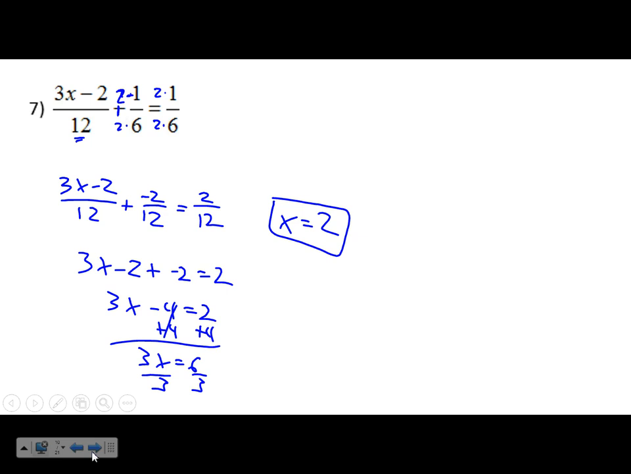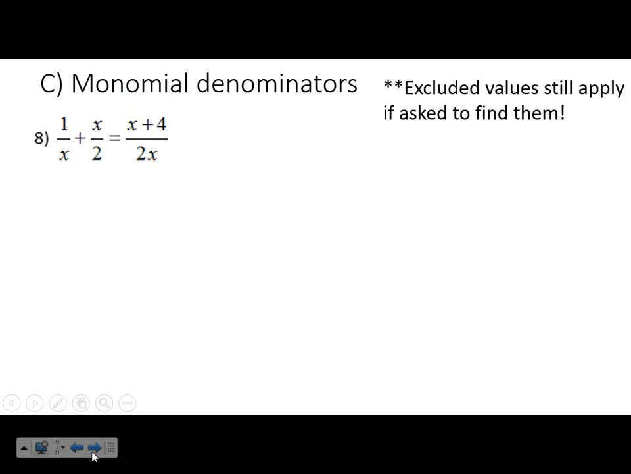So hopefully that's what you're getting for those two. If not, go back, rewind, watch some of the other examples. Make sure you know how to get those common denominators, because if you don't, these monomials are going to be a little bit difficult because they're just one step harder.